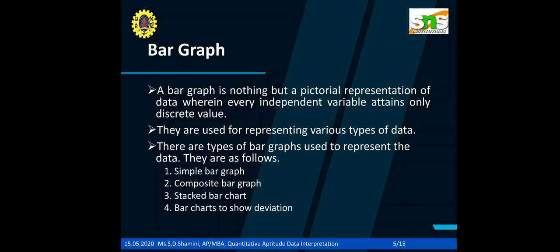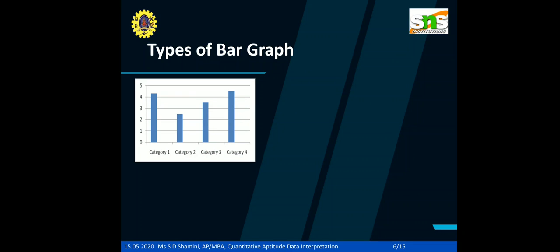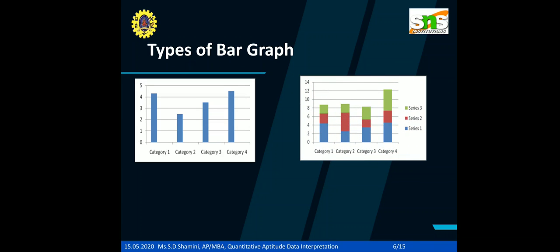We have 4 different kinds of bar graph, namely simple bar graph, composite bar graph, stacked bar chart and bar chart to show deviation. First let us see about the simple bar graph. It is used to describe one continuous variable along with one discrete value. This is the meaning of a bar chart, and this is the simple bar chart which I have shown pictorially here. And next comes the composite bar chart.